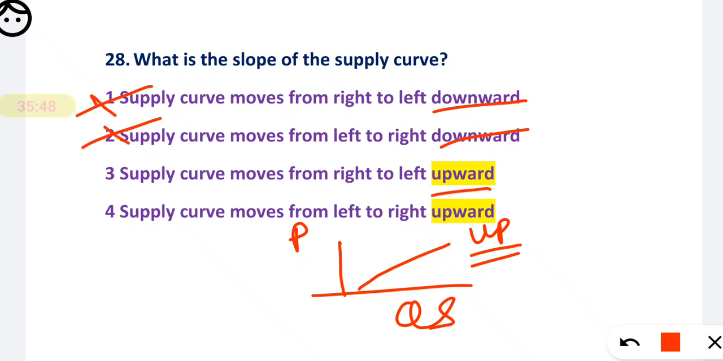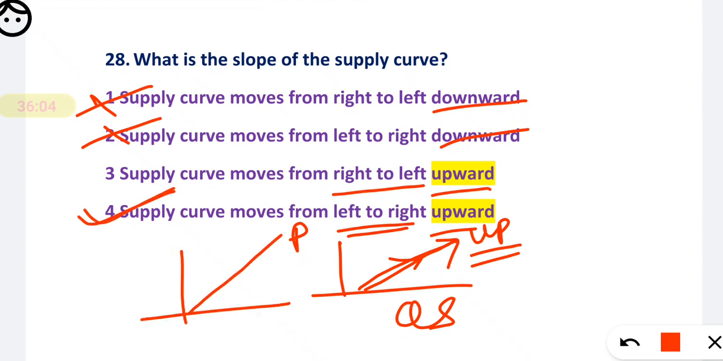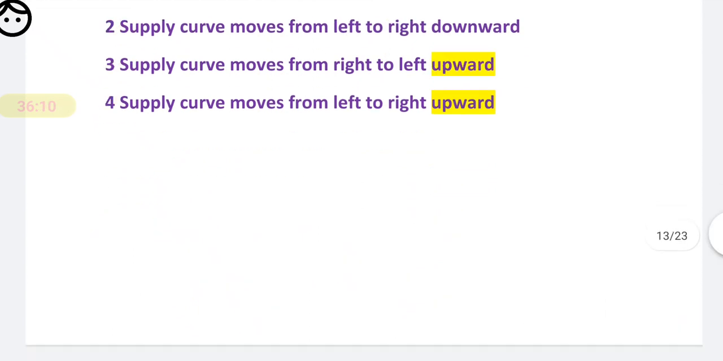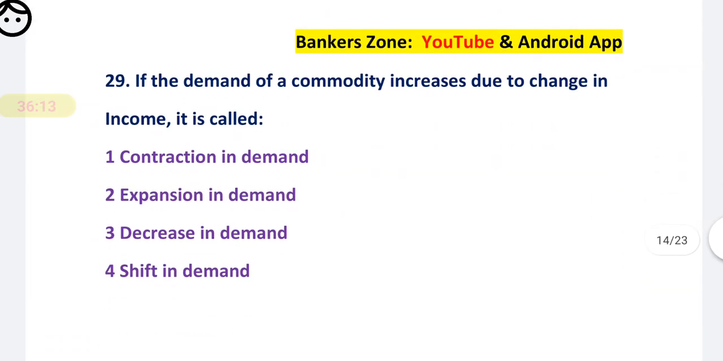Now we know it is upward. Just look into the third and fourth option. Supply curve moves from right to left? No, supply curve moves from left to right in this direction. We draw in this fashion. So the fourth option is correct. Supply curve is always left to right and in upward direction, price versus quantity supplied.